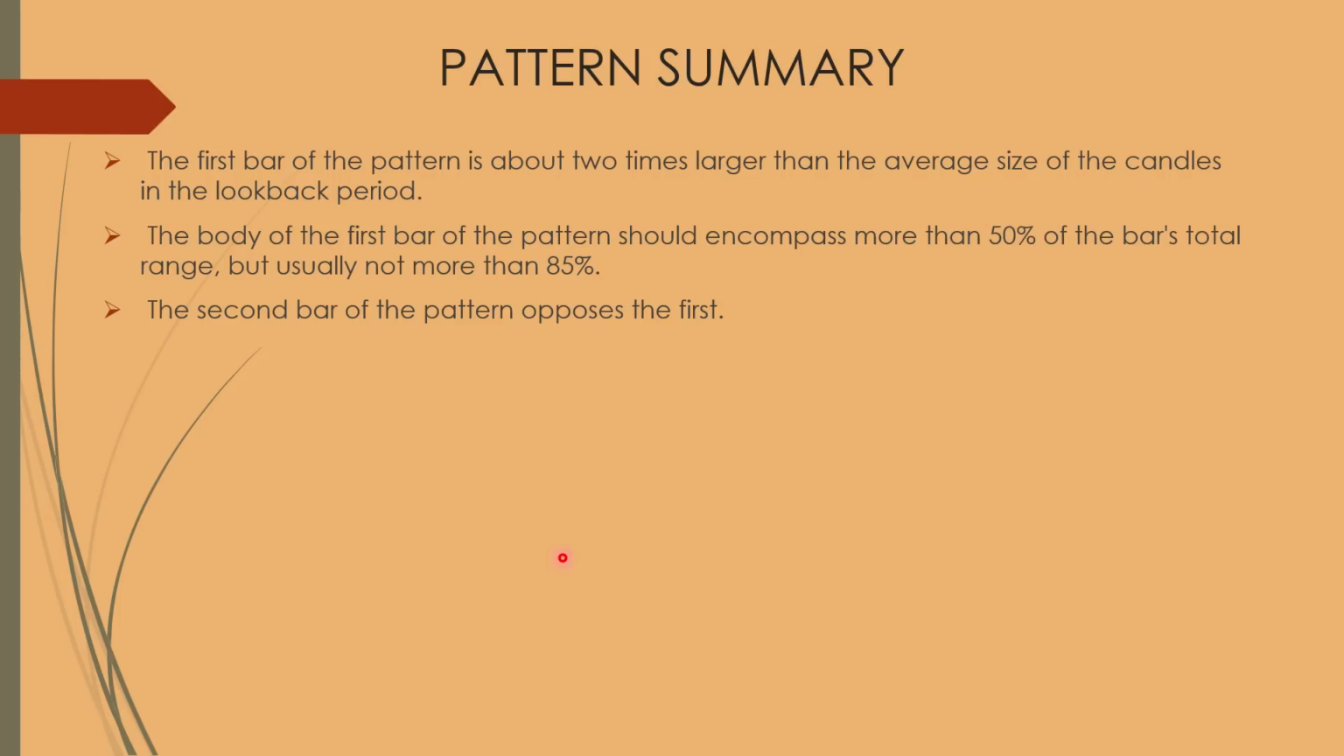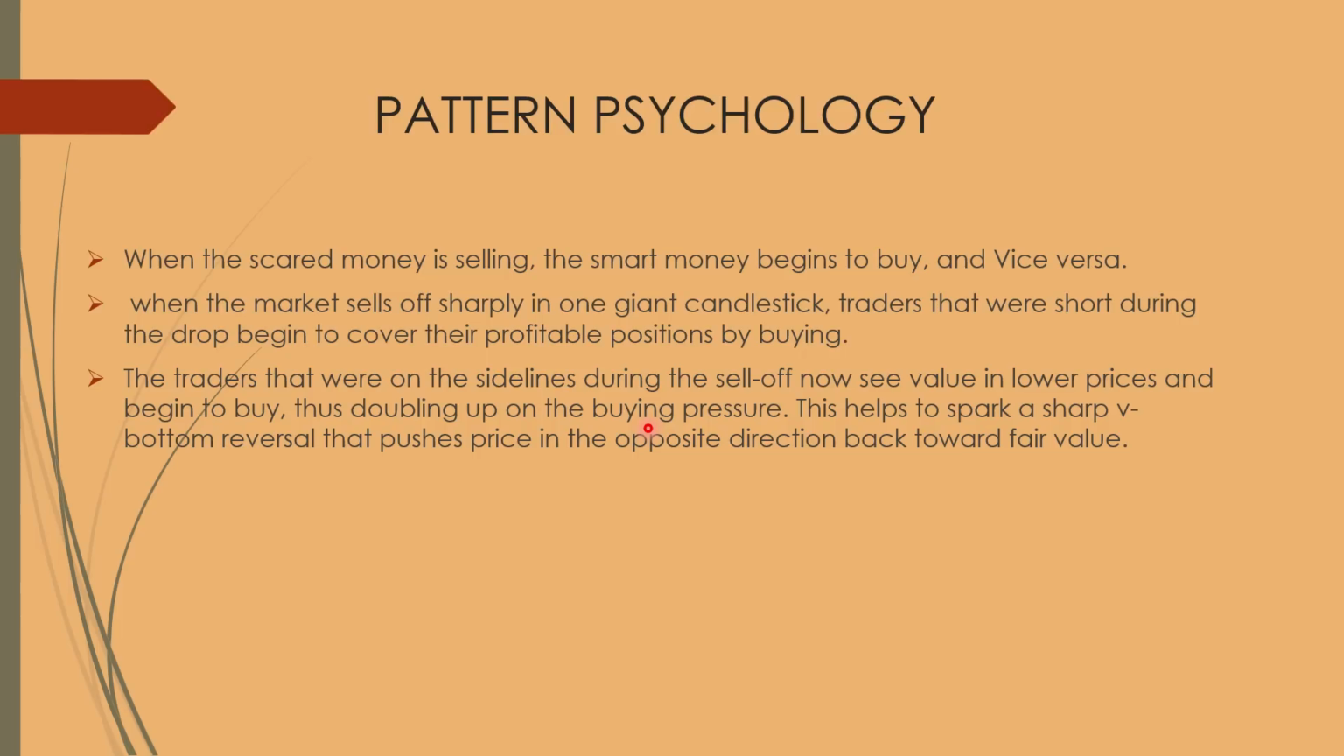The first bar of the pattern is about 2 times larger than the average size of the candles in the lookback period. The body of the first bar of the pattern should encompass more than 50% of the bar's total range, but usually not more than 85%. The second bar of the pattern opposes the first.